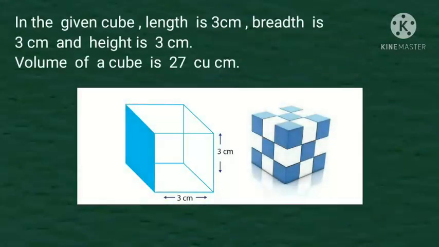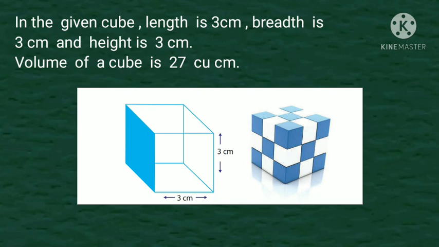In the given cube, length is 3 centimeter, breadth is 3 centimeter and height is 3 centimeter. Imagine that it is cut up into smaller cubes of 1 centimeter sides each. We will find that 27 such cubes make up this cube. Thus, the volume of the cube is 27 cubic centimeter.